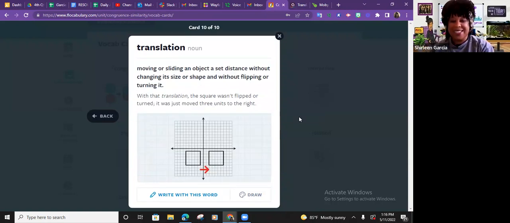All right, a translation. Remember that SL in the middle of that word is slide. That's when you move or slide an object to the left, to the right, up or down. You're not flipping it though. You're not turning it. You're just sliding to the left, sliding to the right, sliding up or sliding down, okay?